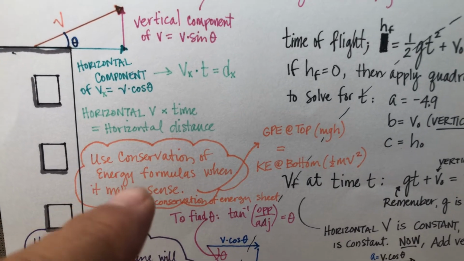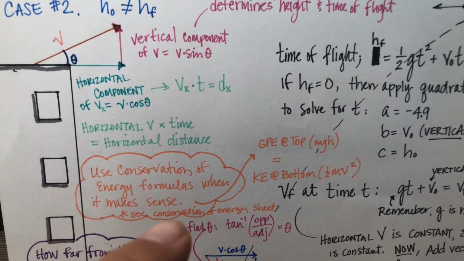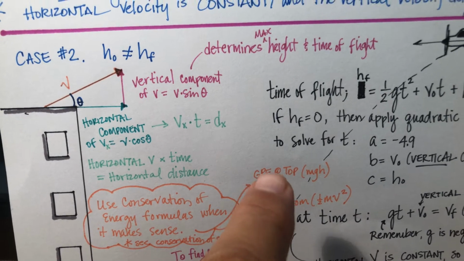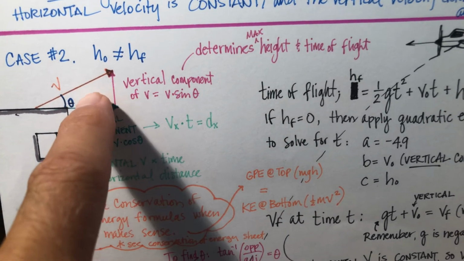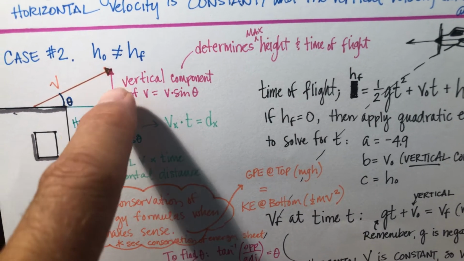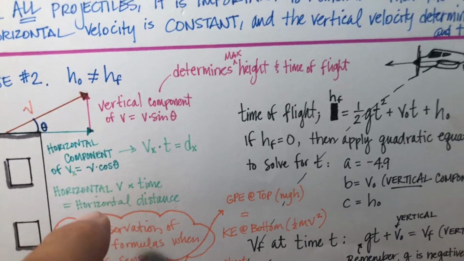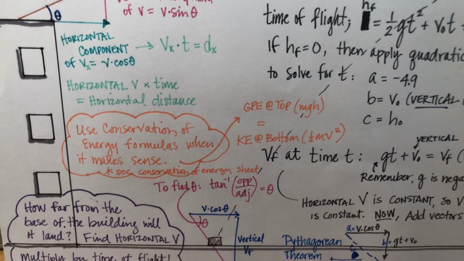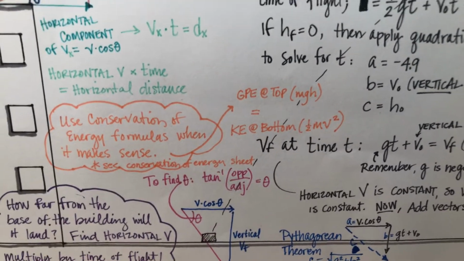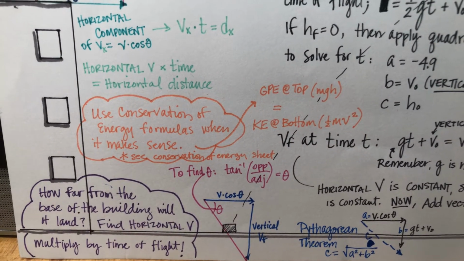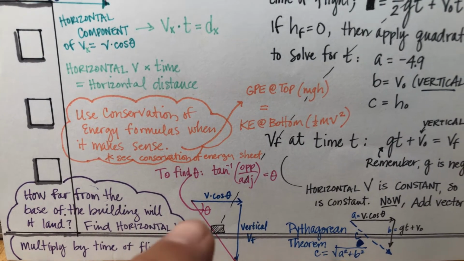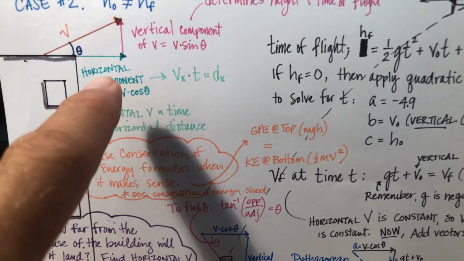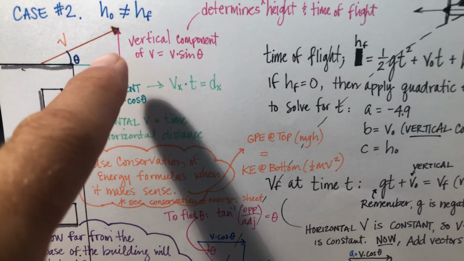Use of the conservation of energy formulas, when it makes sense, would say the potential energy at the top is equal to the kinetic energy at the bottom. So if it's a vertical v initial, how far from the base of the building will it land? Find the horizontal velocity multiplied by the time of flight. That's easy peasy. So as you know, the horizontal velocity times the time of flight.